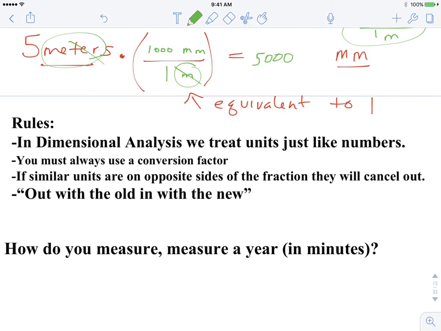If you want to convert from one unit to another, you need to use a conversion factor. Whatever unit you want to cross out has to be on opposite sides of the fraction. What that means is that if I have meters on top and I want to get rid of it, I need to put meters on the bottom. Whatever I want to change into, I would put on the same side. The idea is you're getting out with the old, in with the new.